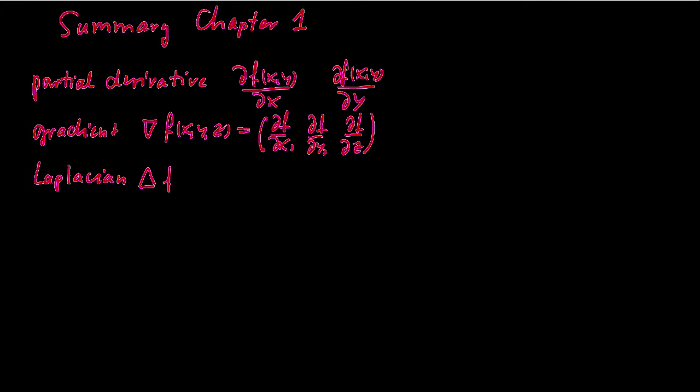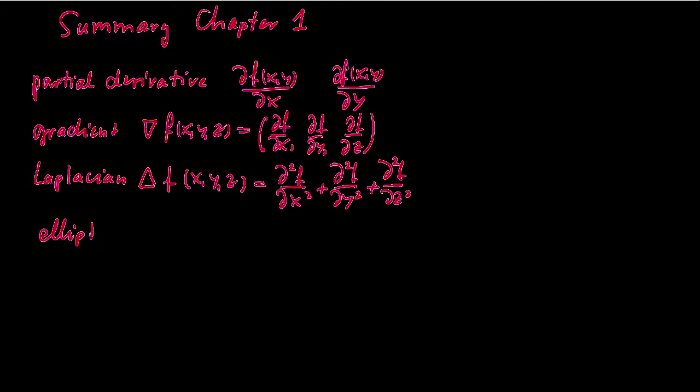The Laplacian is another important quantity, which is the triangle the right way up. Laplace f is then the sum of the second order derivatives. d square f by dx square plus d square f by dy square plus d square f by dz square.